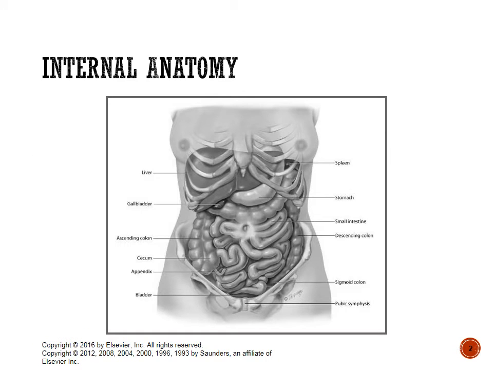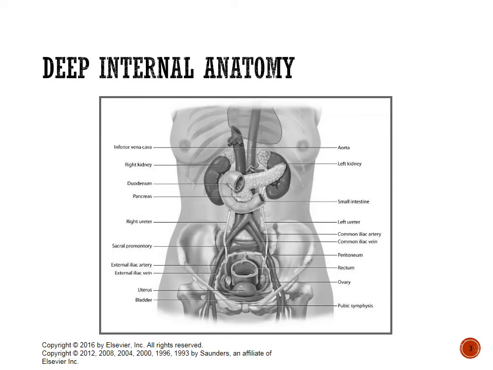So first off, just remember the anatomy of our patients here. This is the internal anatomy, some of the things that we're listening to and palpating and inspecting. And then we can do some deeper palpation and also some auscultation of these other structures underneath those superficial organs. These are the deep internal organs.